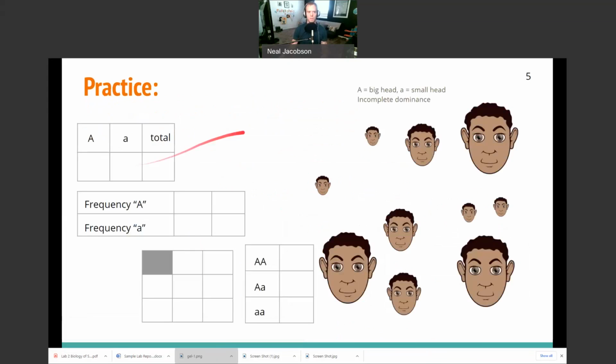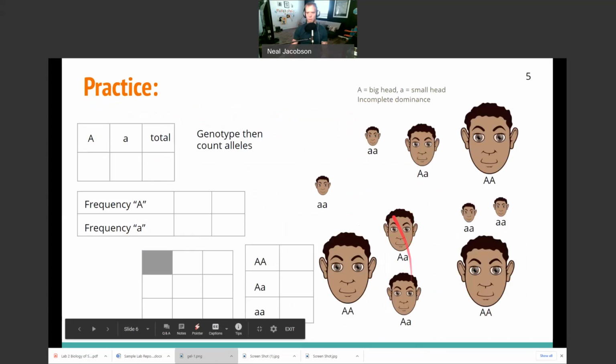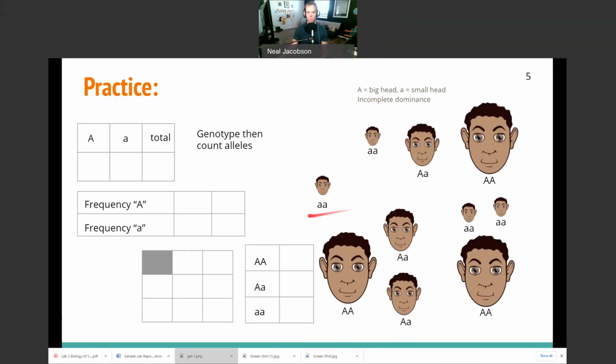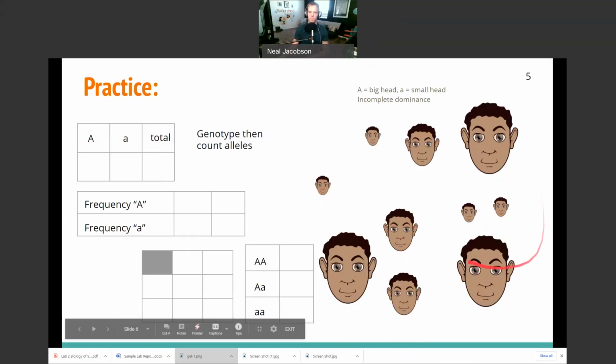So let's jump into this practice here, okay? So this is what we're doing. We've got our genotypes out here. We've got our big heads, or capital A, medium or normal heads, or big A, little a, and then our small heads are little a. So let's do this. Let's count up our alleles. So here's an example, right? If we were to look out here in our population, we'd say, okay, I know that a certain genotype will make each one of these phenotypes.